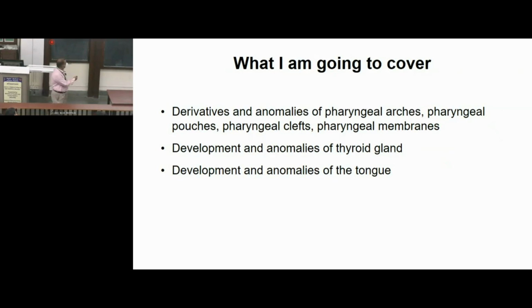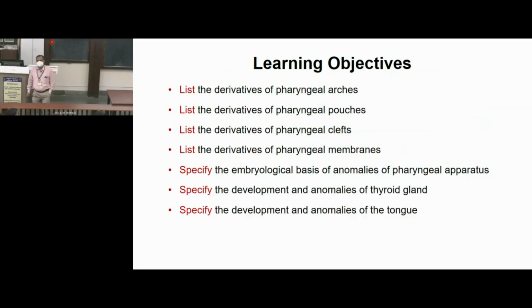Development and anomalies of the thyroid gland and tongue. This is the plan. So under this, the learning objectives that you will be able to achieve by the end of today's class are: you will be able to list the derivatives of pharyngeal arches. Simple list. 1, 2, 3, 4, 5, 6.